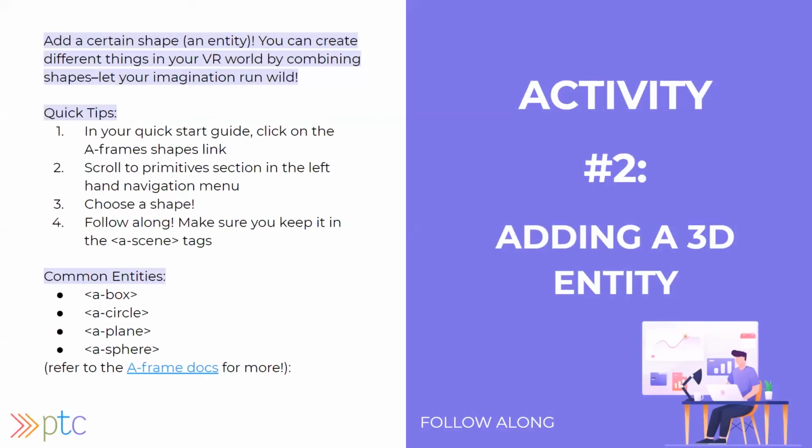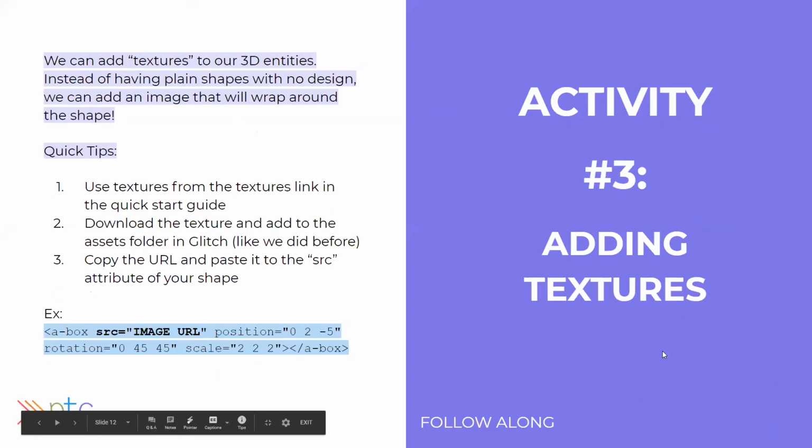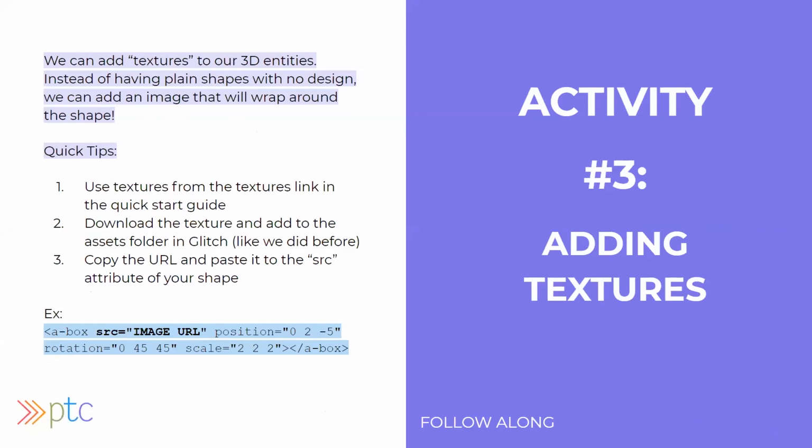So I hope you guys were able to add a few entities to your scene. So we're going to move on to our next activity. We have an object or two now, but they're very basic and they look very plain. So what if we want to add a texture or a skin to them?